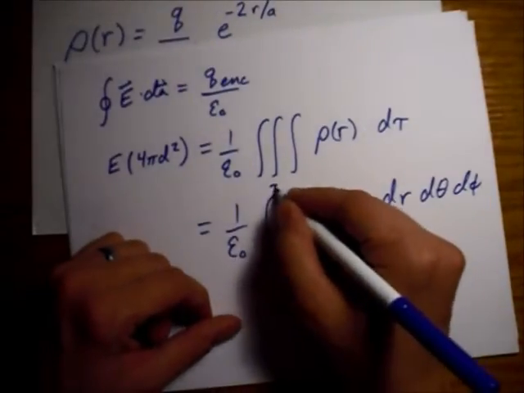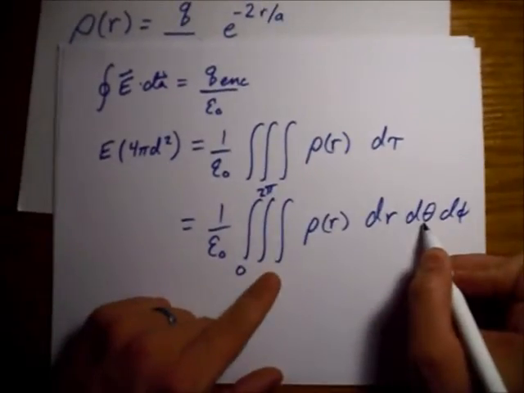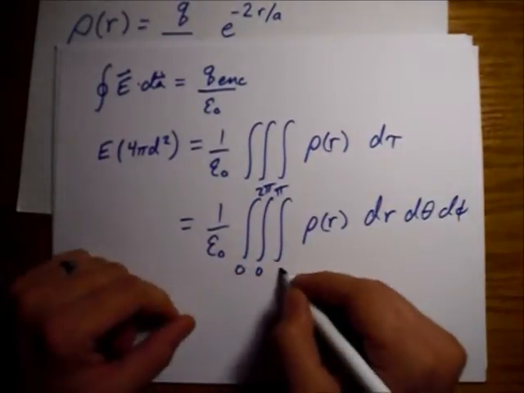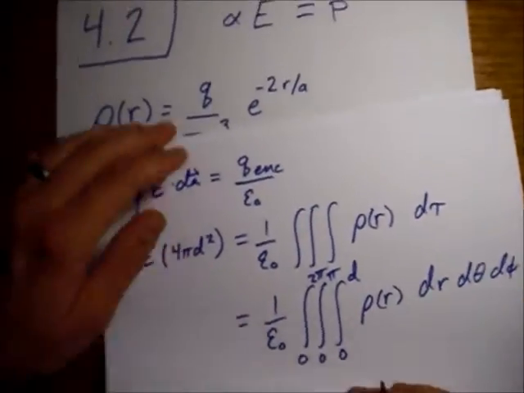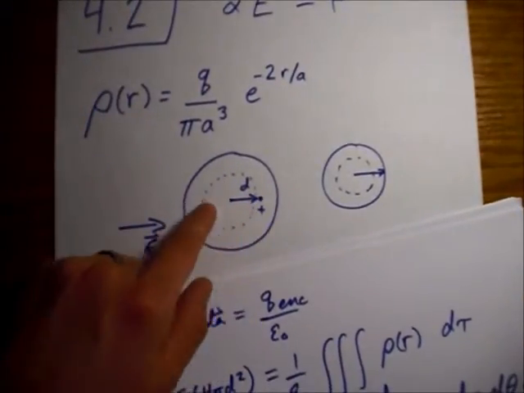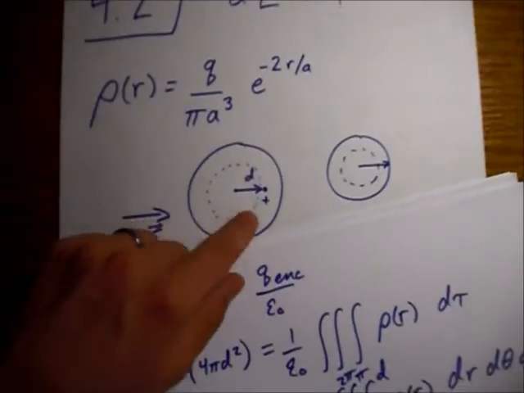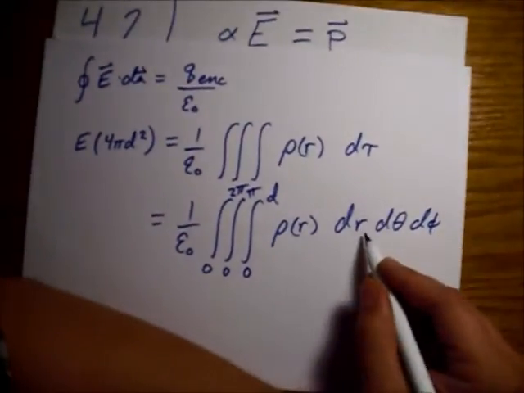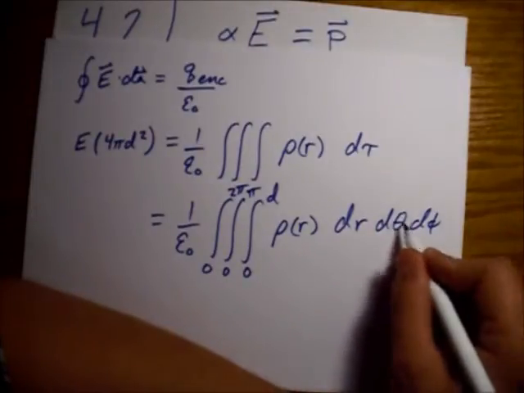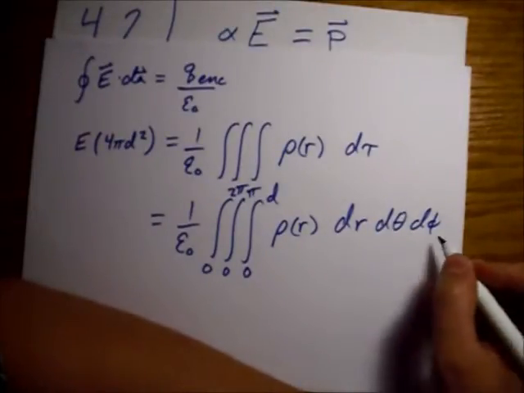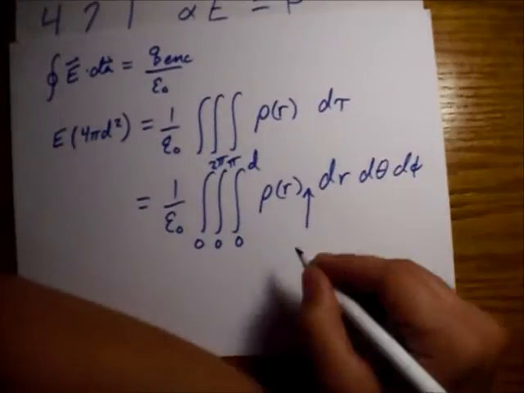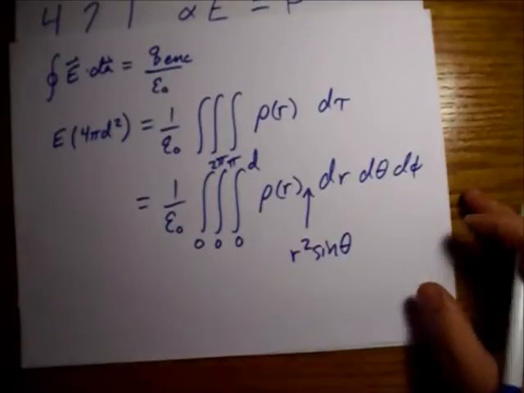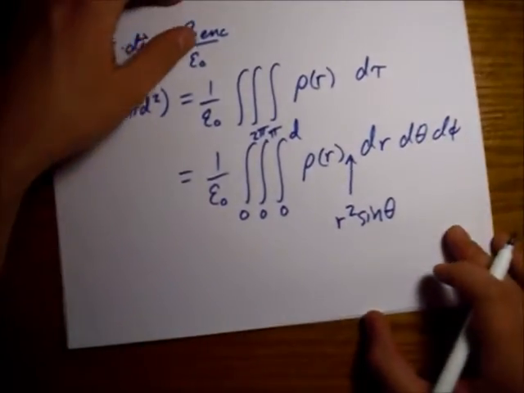Phi goes from 0 to 2 pi. Theta goes from 0 to pi. And then dr will go from 0 to d. All right, we're integrating the whole charge inside of this sphere. Now we also have the Jacobian, which for spherical coordinates, let me just put an arrow right here, is r squared sine of theta, the Jacobian for spherical coordinates.